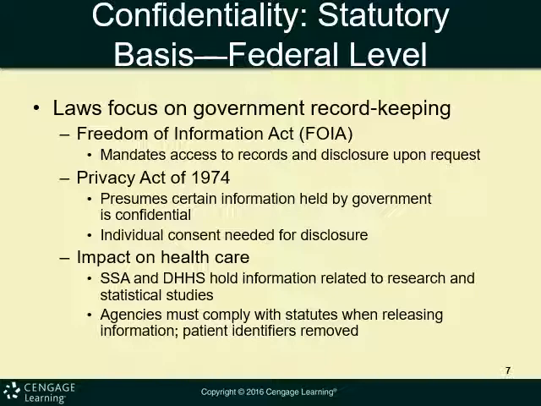In the healthcare arena, these provisions come into play in the context of data that's held by the Social Security Administration and the Department of Health and Human Services. Both executive branch agencies release information that's held by them for purposes of research and statistical studies. When releasing these data, the agencies abide by the statutory provisions listed and include removing patient identifying data.